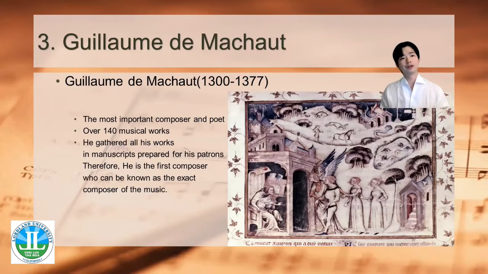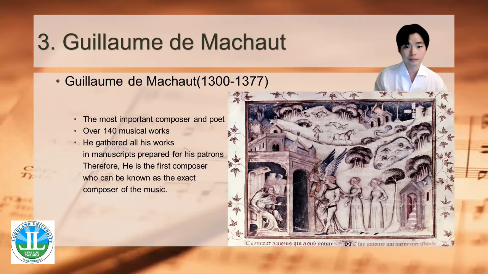So I'm going to continue to talk about the music at the time, in the 14th century. The most important composer at the time is Guillaume de Machaut. The most important composer and poet of the French Ars Nova period was Guillaume de Machaut. Supported by royal and aristocratic patrons, Machaut had time to produce over 140 musical works, mostly settings of his own poetry, along with almost 300 other poems.